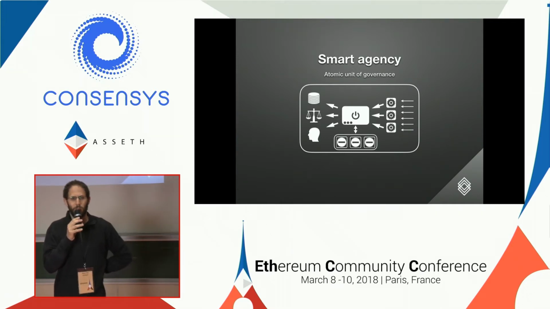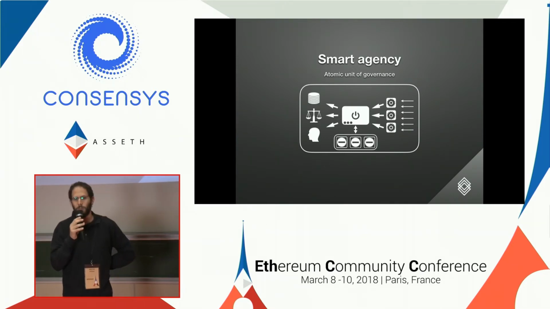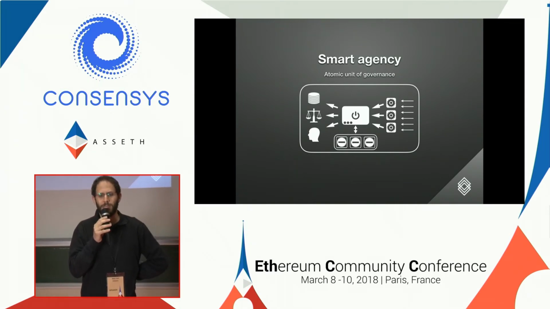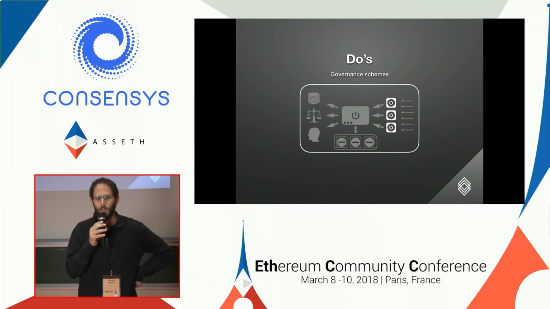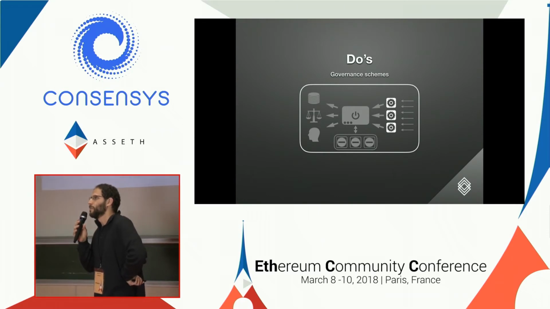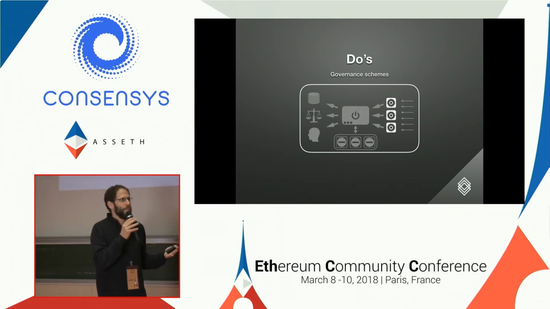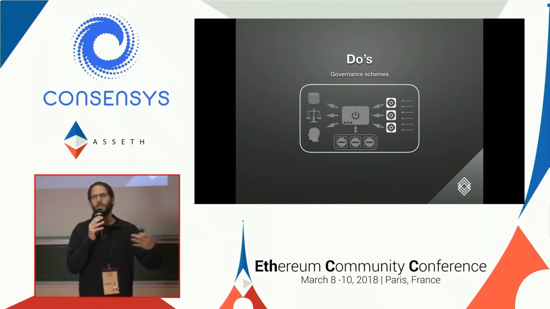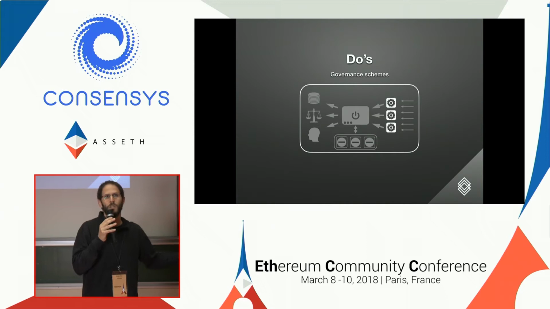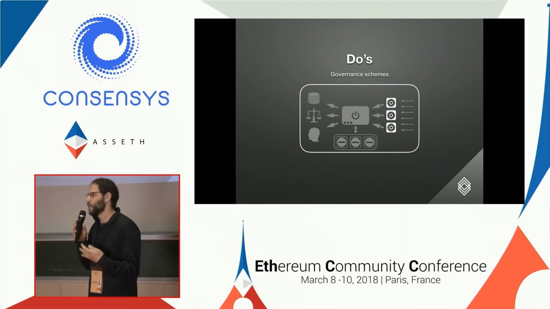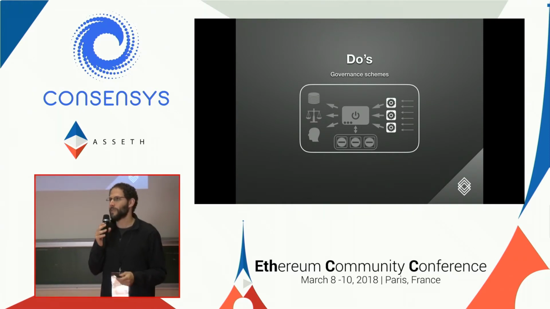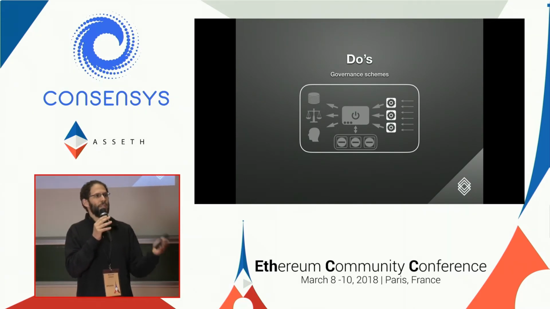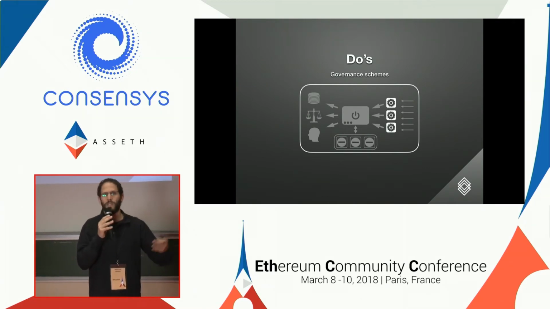So let me tell you a little bit about the ARC framework and the smart agency that you can create with them. So again, this is the atomic unit of governance. Basically, every element that you're seeing in the image is a smart contract. So every governance system can be divided into the do's and don'ts, right? So the do's is basically if people say such and such, then the collective will do such and such. And the don'ts is no matter what happens, no matter what people say, we'll never do such and such, okay? So the do's, for example, to give you an example, if 50% of reputation holders vote to approve a transaction of tokens, then the transaction is being executed.